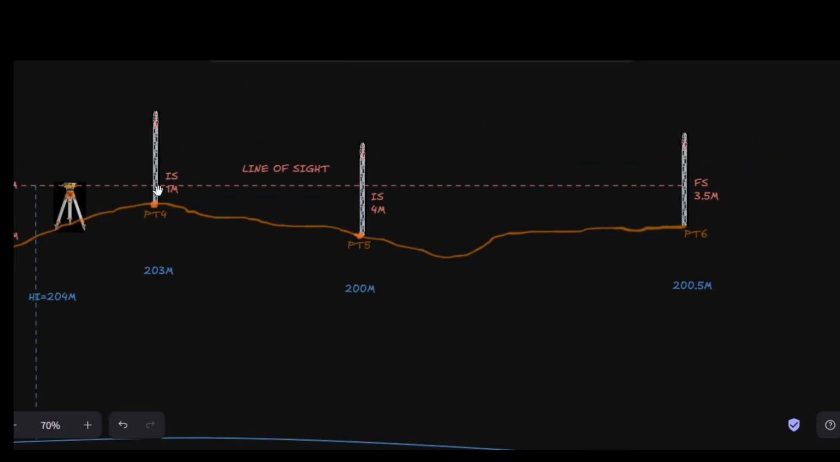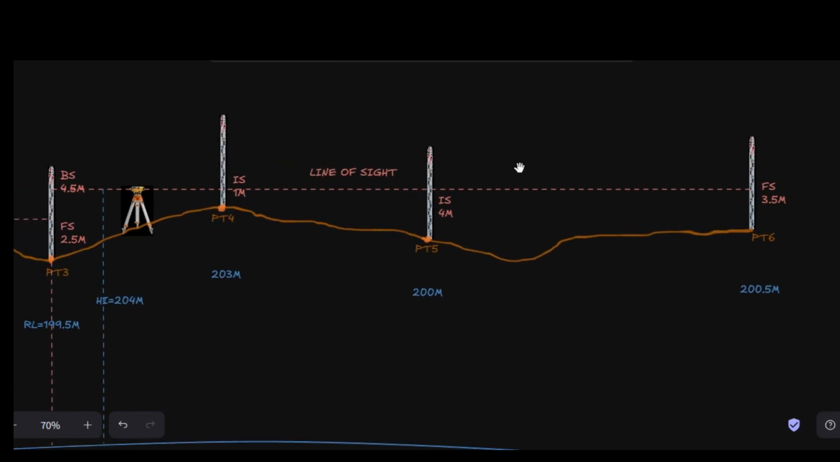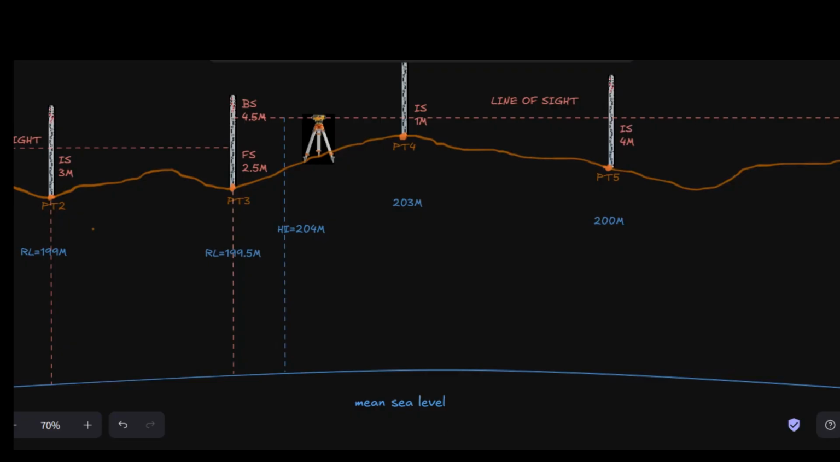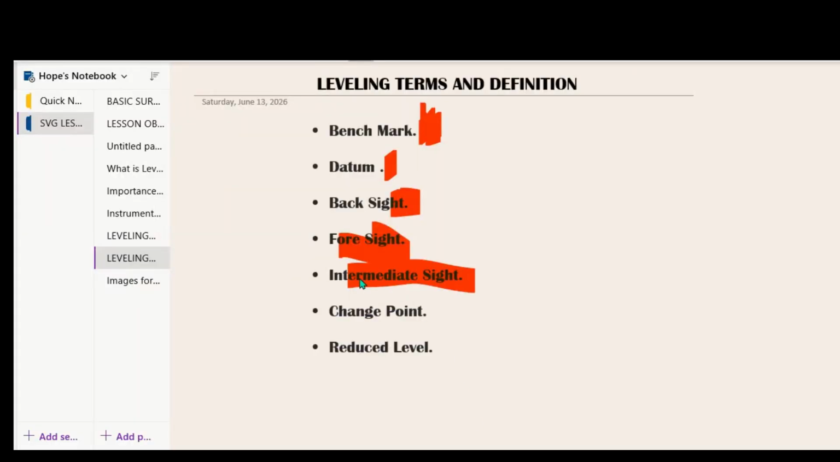The reason why I said readings is that there might sometimes be two or more intermediate sights in between the back side here and the foresight here. You can check that and you can verify that. So we have covered intermediate sights. This is foresight, this is intermediate sight. We have covered change point. We have also covered reduced level.